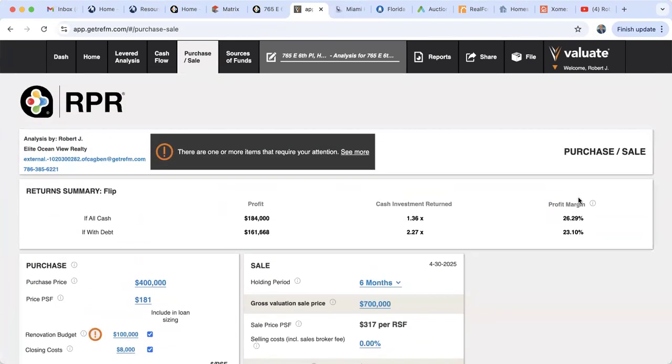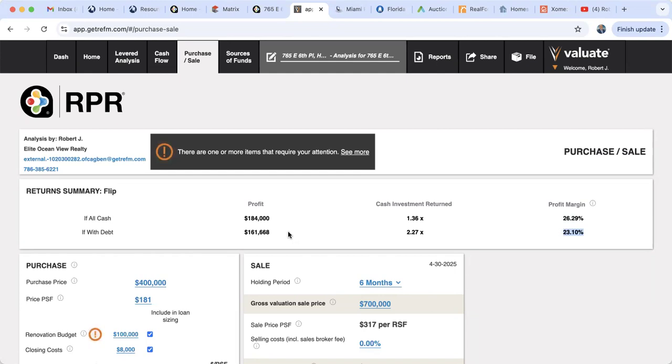We are left with a profit margin if you pay all in cash of 26.2% in a 6-month turnaround. We are left with a profit margin if we use a hard money lender of 23.1%. In other words, if the investor does the entire project paid in cash, they will profit $184,000 at the end of the project. If the investor uses a hard money lender, they will profit $161,668, and all they had to do was pay 20% of the 400K.